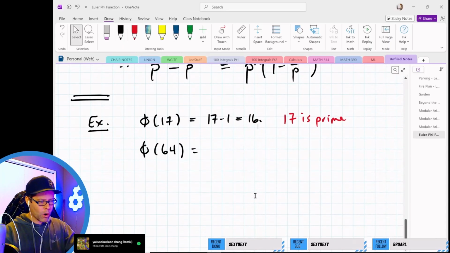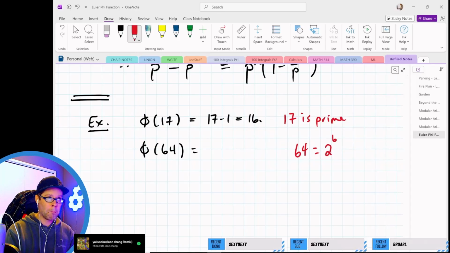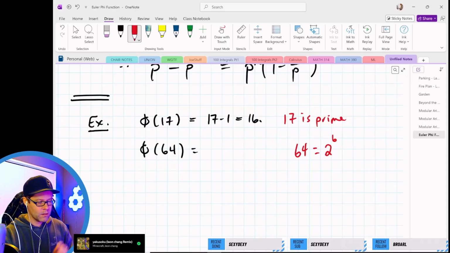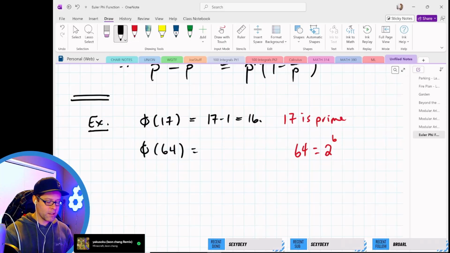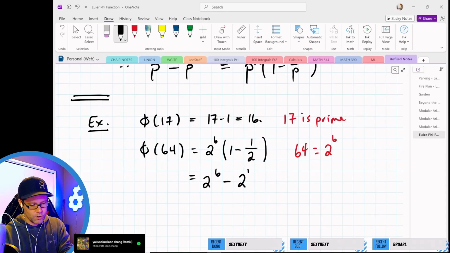For 64, we want to think about this a little bit differently. We want to think, okay, 64 is what? 2 to the power of 6, I think, right? Yes, 2 to the 6. So we now have a formula to deal with this. This is going to be p to the k times 1 minus 1 over p. In our case, the prime number is 2. Or another way of writing this is 2 to the 6 minus 2 to the 5.